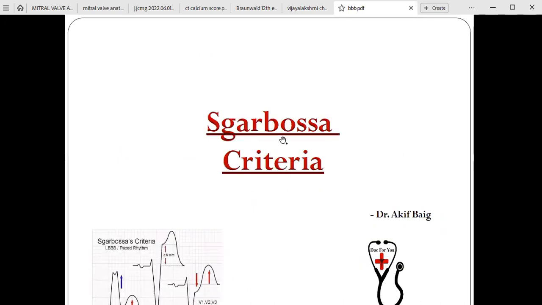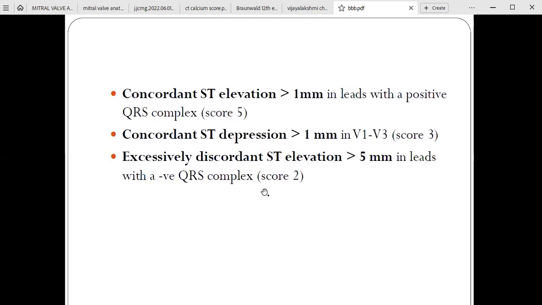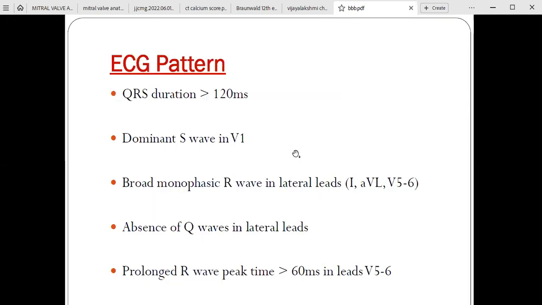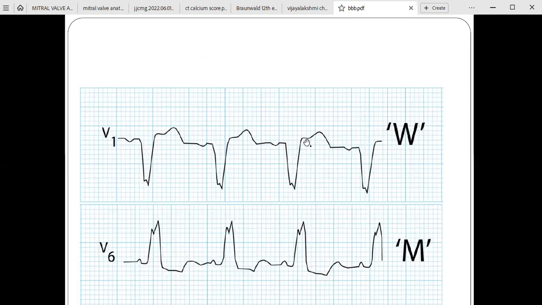So we'll talk about the Sgarbossa criteria, which is basically used in left bundle branch block. In patients with left bundle branch block, you will see an M pattern in V5 and V6 and a W pattern in V1 and V2. Wherever there are negative QRS complexes, discordant changes will occur in the ST and T waves. So for depolarization and repolarization, discordant changes will be seen.